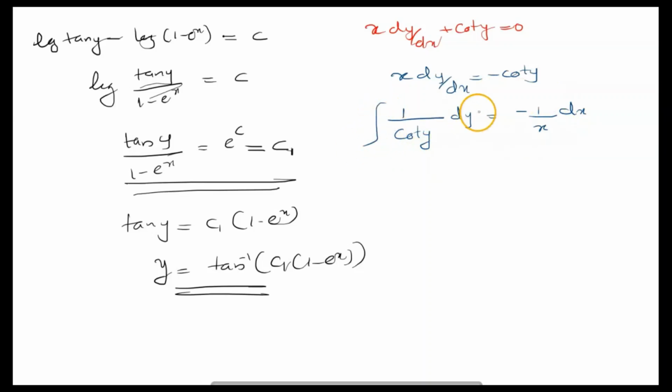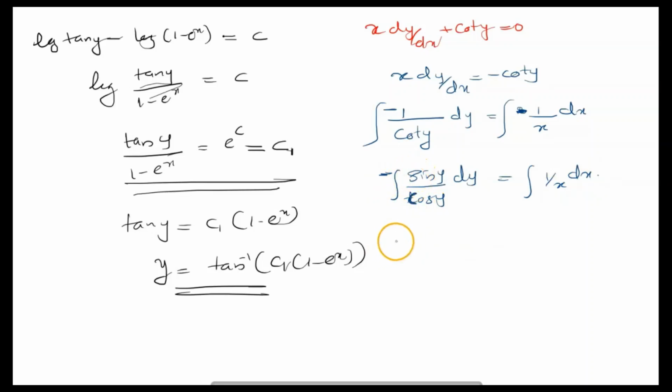Now integrate both sides. Cot y is cos y by sin y, so 1 by cot y is sin y by cos y. That means tan y, sin y by cos y dy. Let's take this minus here. So this is minus sin y by cos y dy, which is equal to 1 by x dx. Cos y derivative is minus sin y.